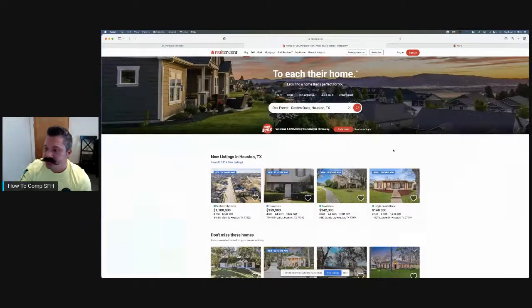All right, say you don't have MLS. You don't have software. You're on your phone sitting in front of somebody's house in Oak Forest trying to figure out if you should buy this or not. Now, this is going to be not as clean.